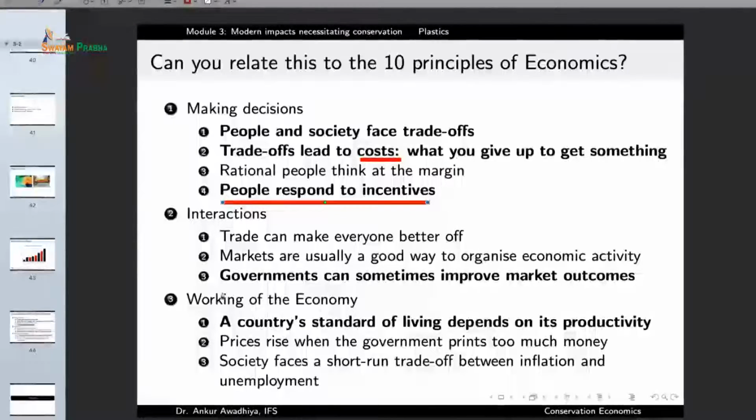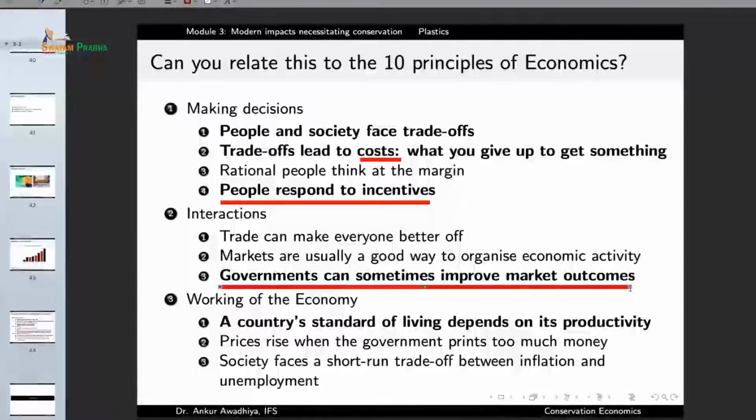And here also comes the role of the governments, because these taxations and subsidies in most cases are given by the government. They are implemented by the government. So governments can improve market outcomes, and in this case, the market outcome in the case of plastics is not the most efficient one, because if the government did not intervene, then there is a huge externality with the use of plastics.